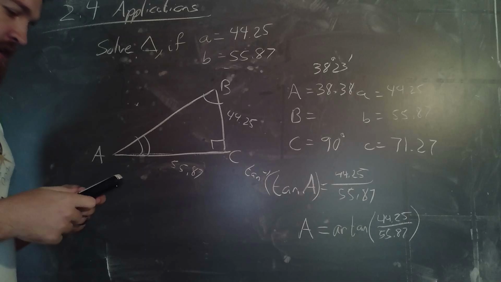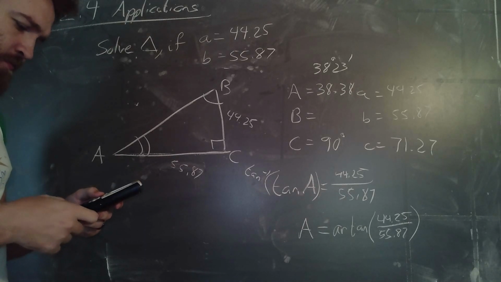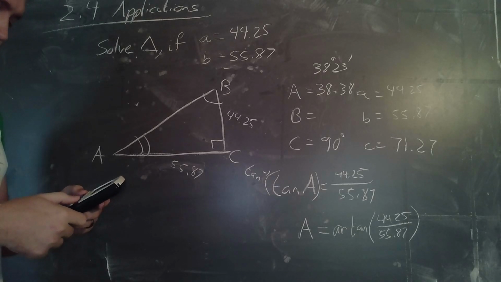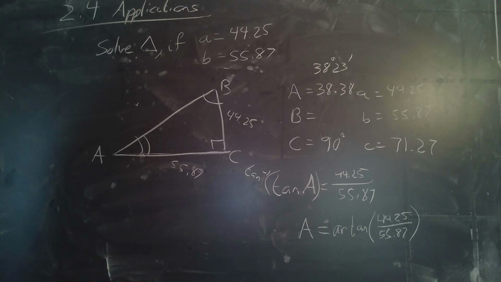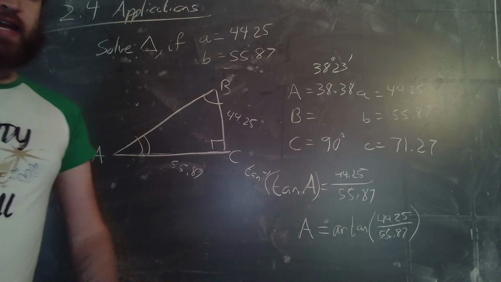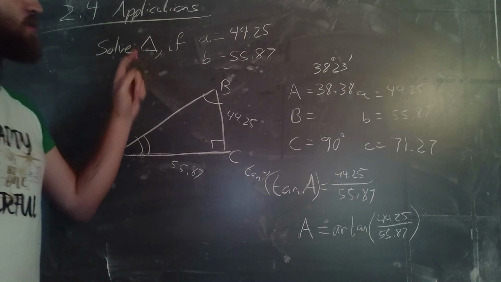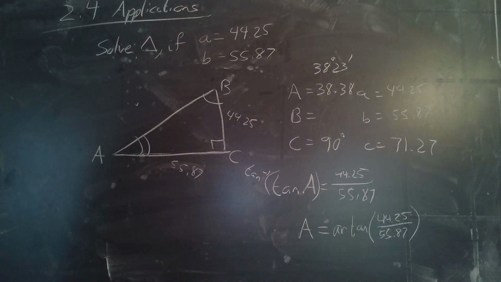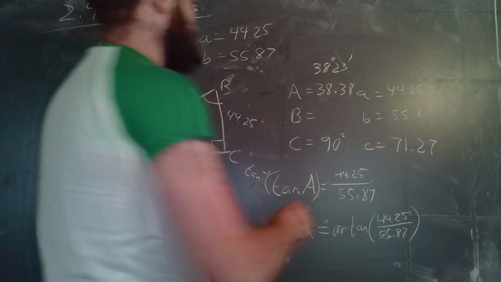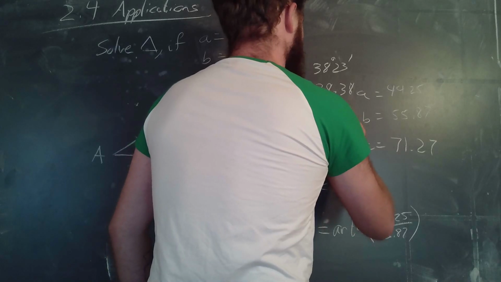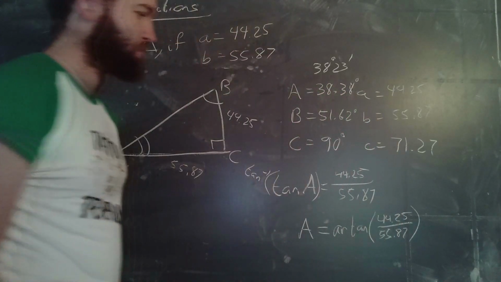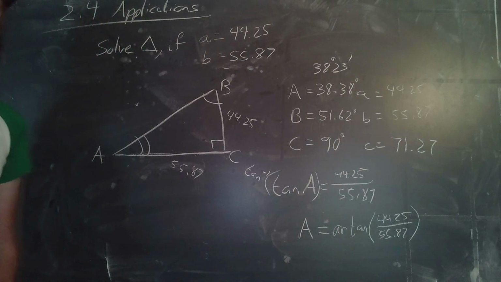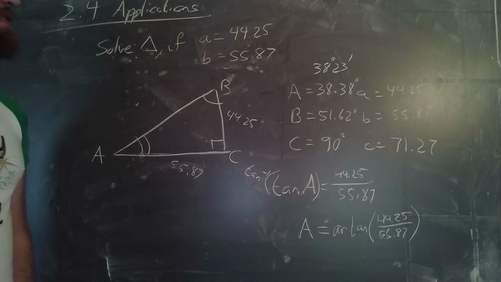Now remember that we can find the angle B by adding together A and C and taking it from 180, or recognizing that this is a right triangle, we can simply take the complement of A and set that equal to B. So that's going to give us 51.62 degrees. Once we have our answer chart filled out, then we have solved the triangle. Remember, it's an exercise in common sense.